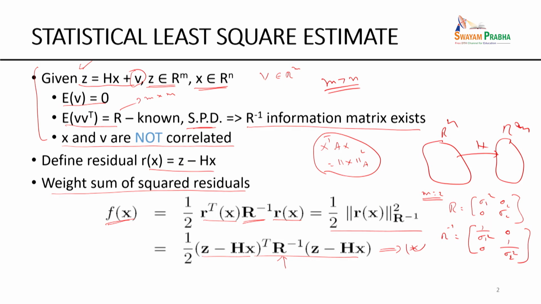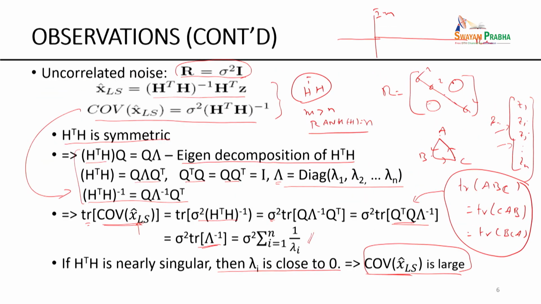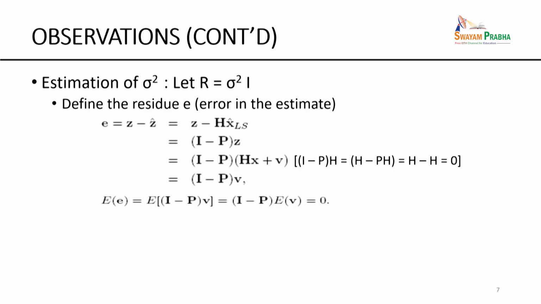Generally, sigma square we assume to be known. It comes from the properties of the instrument that is used to measure. Suppose the instrument is very old and has lots of calibration issues. I would like to be able to estimate sigma square. That means I can use the least square method to estimate the noise covariance, or the noise variance.